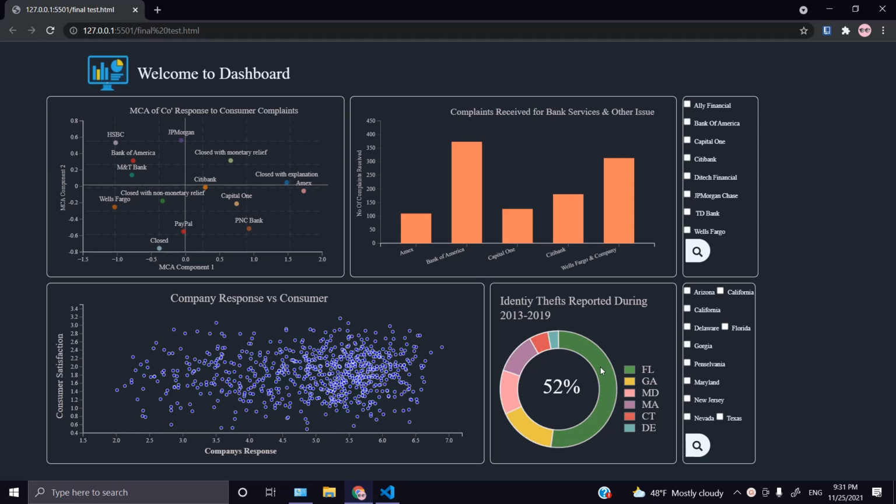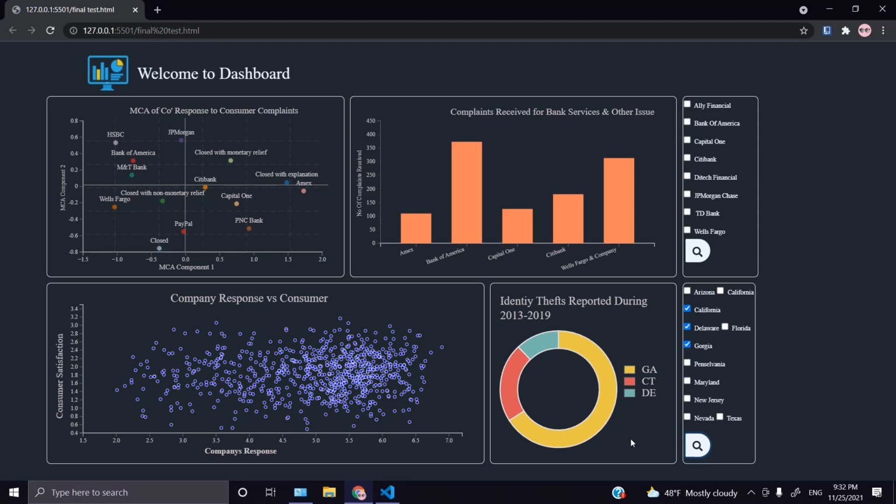It seems that Florida is on top, and we can infer that Georgia and Maryland are pretty much the same. But if you would like to analyze between two or three states, you can just click here and see what the difference is, or how many complaints have been received. Again, Florida is on top. If I remove Florida and look between California, Delaware, and Connecticut, it seems that Georgia is the one among these three that got the most complaints.